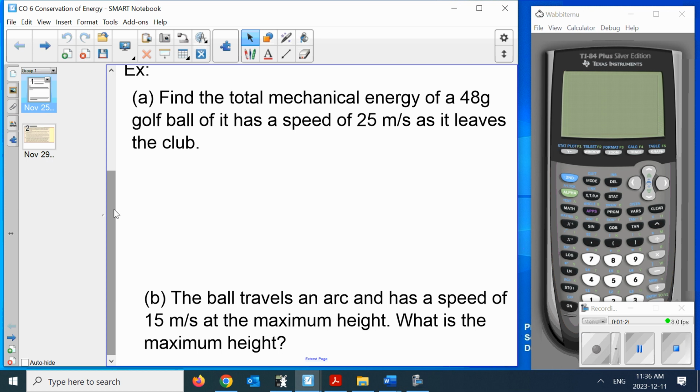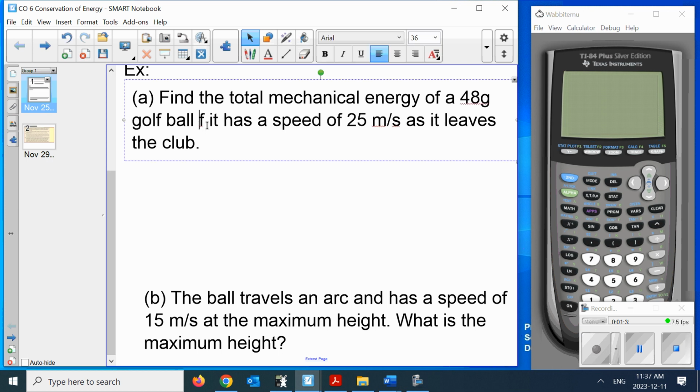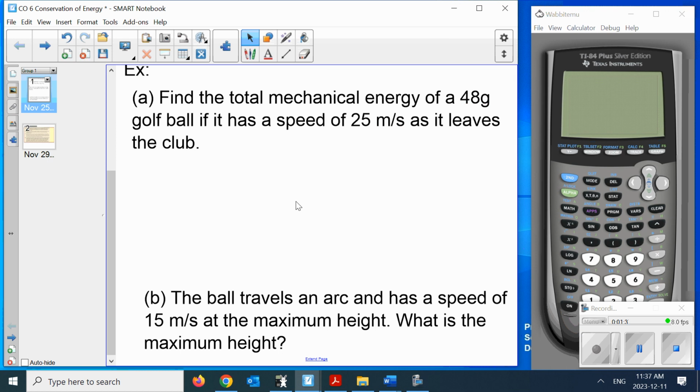Find the total mechanical energy of a 48 gram golf ball. We need that in kilograms. If it has a speed of 25 meters per second as it leaves the club. Okay?